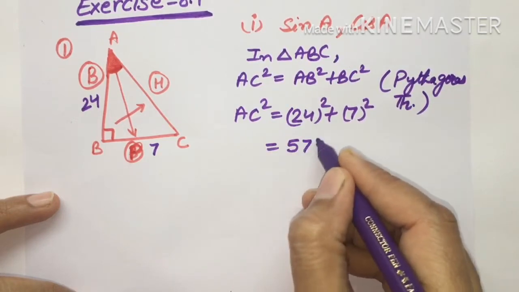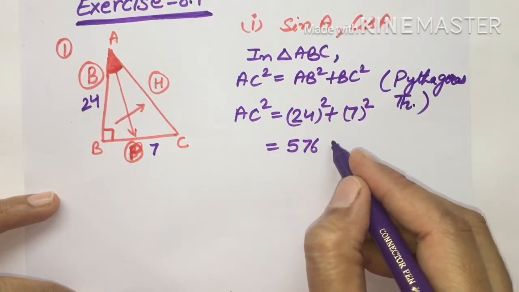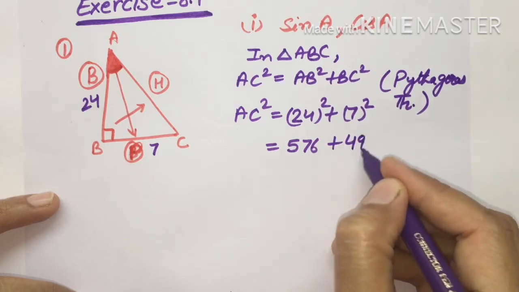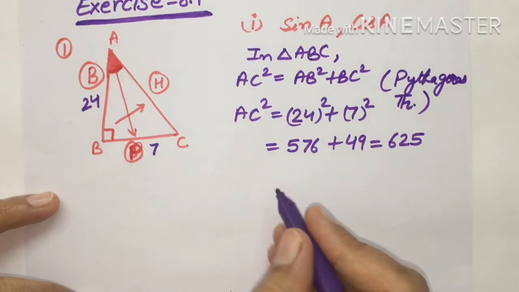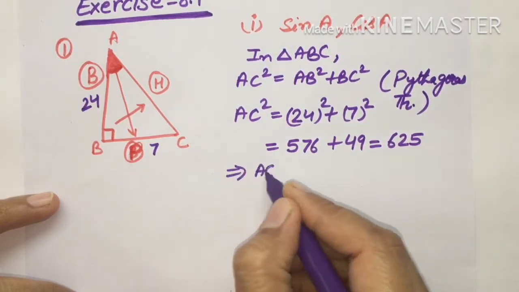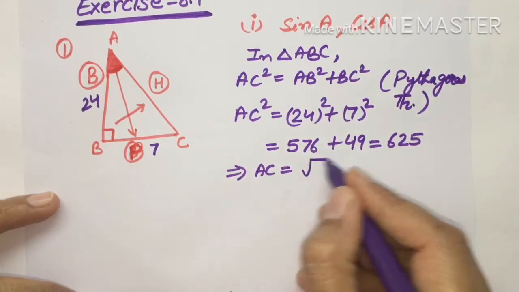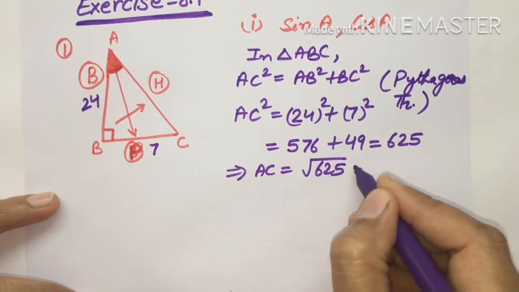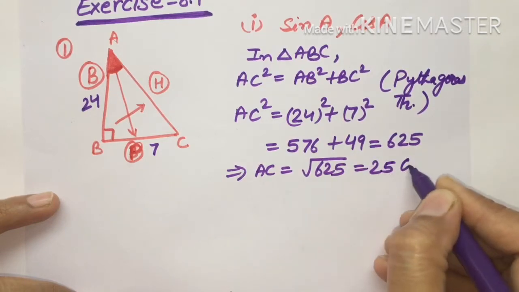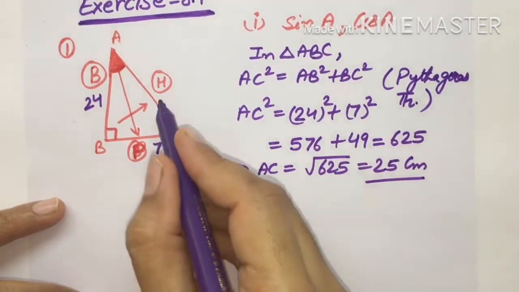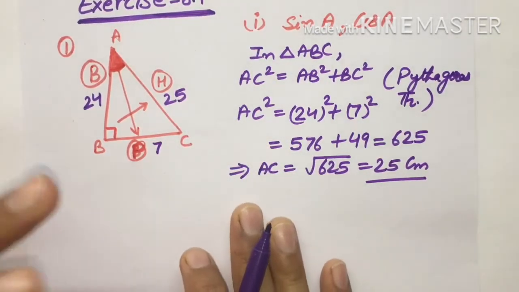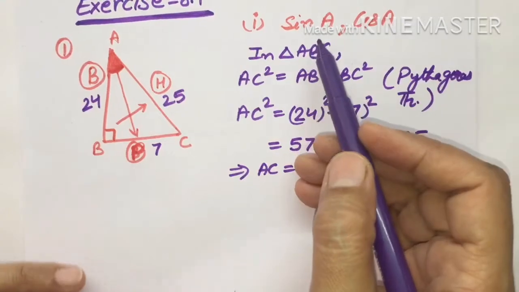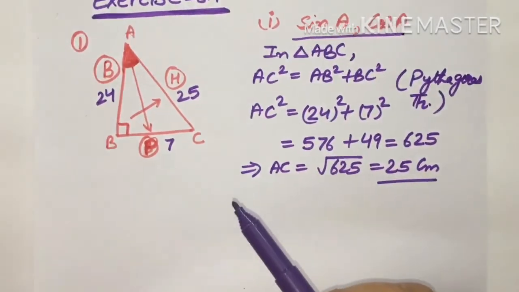And this is 576 plus 49, and it will be 625. So the value of AC is root of 625 and it will be 25 centimeter. So AC is 25 centimeter. So now we know all three sides. Now we can find out the value of the first part.